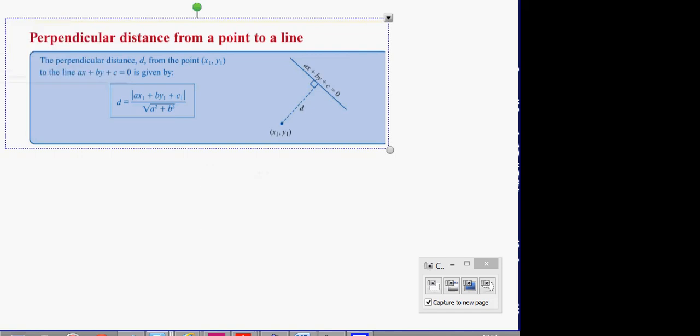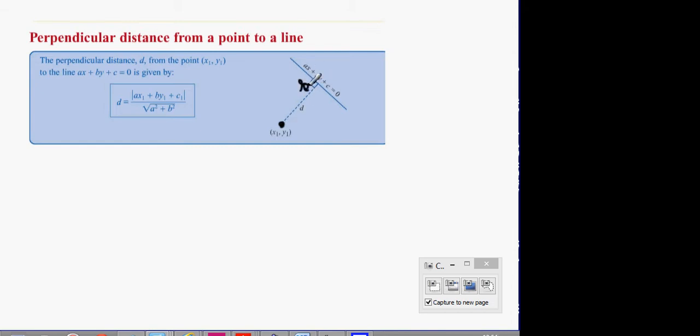What happens is we're asked to get the perpendicular distance of a point to a line. Now what this means is this line D has to be 90 degrees to the line we're talking about. That's what perpendicular distance means, okay? So we have a formula. The point, we get x1 and y1 always from the point given.